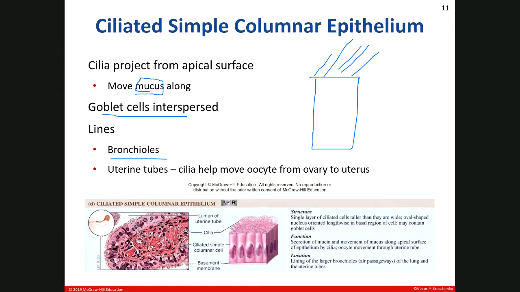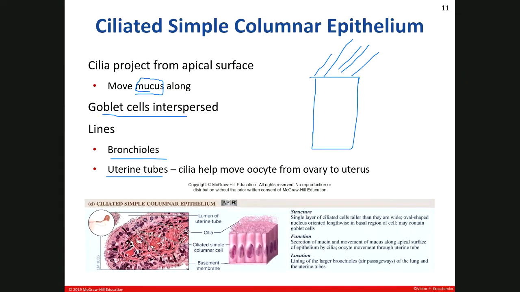So we don't want mucus to get stuck down into our alveoli. So this type of epithelium has the cilia, and it's going to move that mucus away from the alveoli into your bronchi, into your trachea. You'll cough it up or whatever, either you'll spit it out or swallow it. But it doesn't want it to go down into the alveoli.